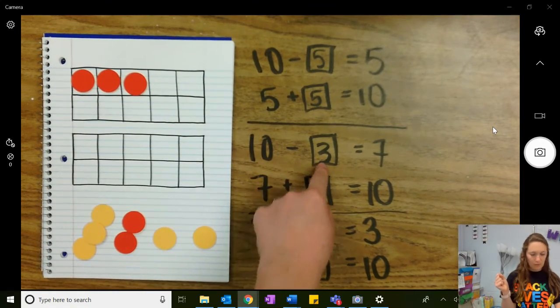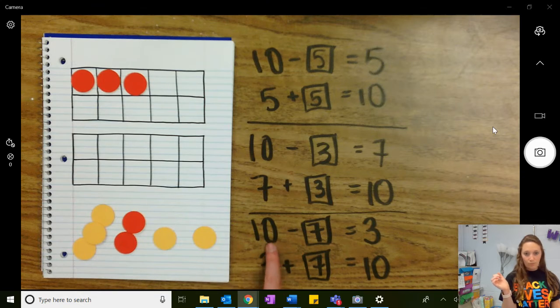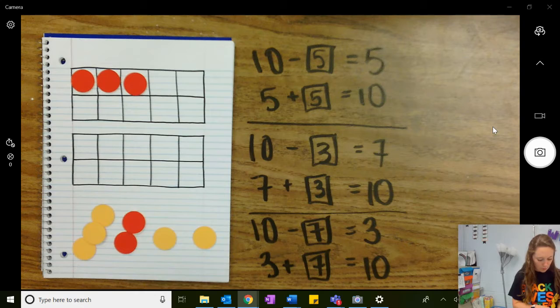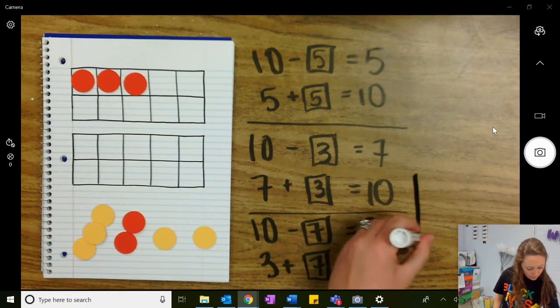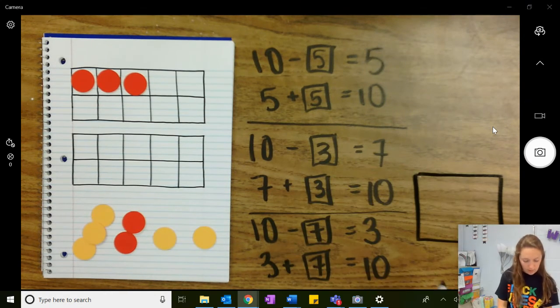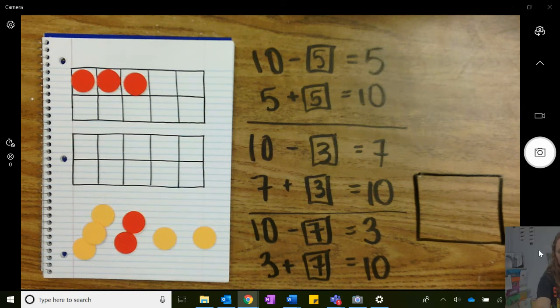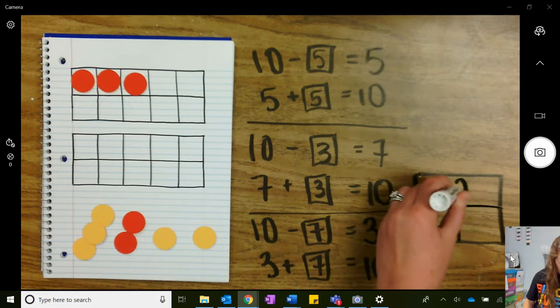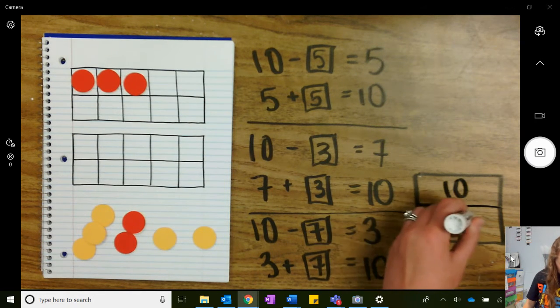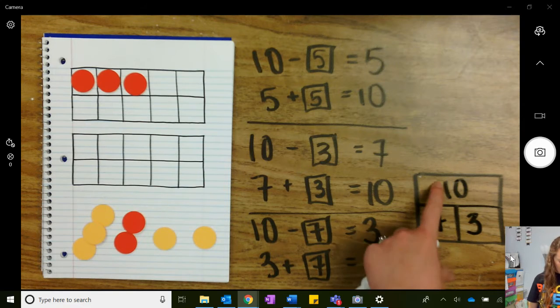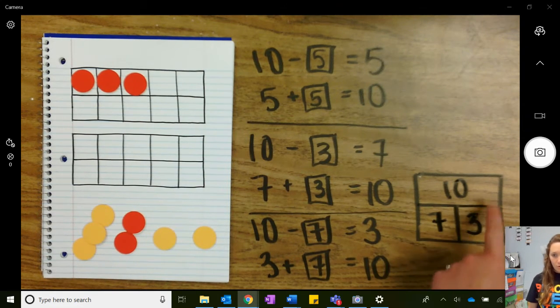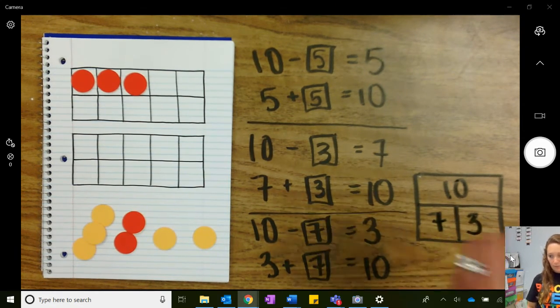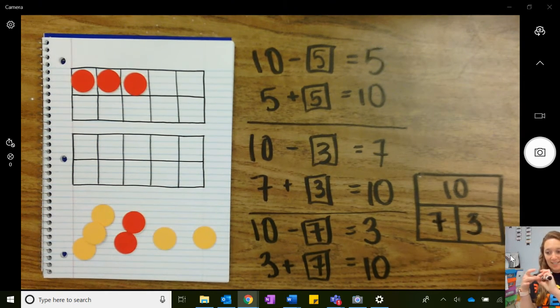Our whole was 10, we took away 3, we got 7. And here, our whole was 10, we took away 7, and we got 3. So no matter what way we do it, we're still left with the same numbers. So our whole was 10. Our parts were 7 and 3. When we had 10, we took away 7, we were left with 3. When we had 10 and we took away 3, we were left with 7. So addition and subtraction are connected.